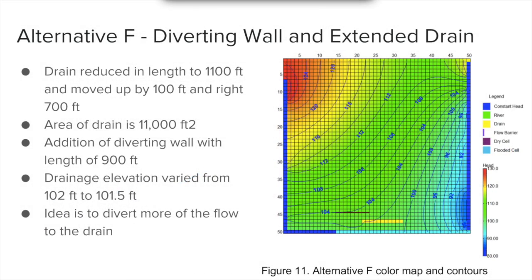Our second alternative is including a diverting wall to that extended drain in alternative E. We're going to reduce the drain from alternative E by 200 feet and move it up by 100 feet and then to the right 700 feet. And above that we're going to include a diverting wall of 900 feet in length. And the idea here is to divert more of the flow to the drain. And the drain has an elevation varying from 102 on the far leftmost side to 101.5 feet on the farthest right side.